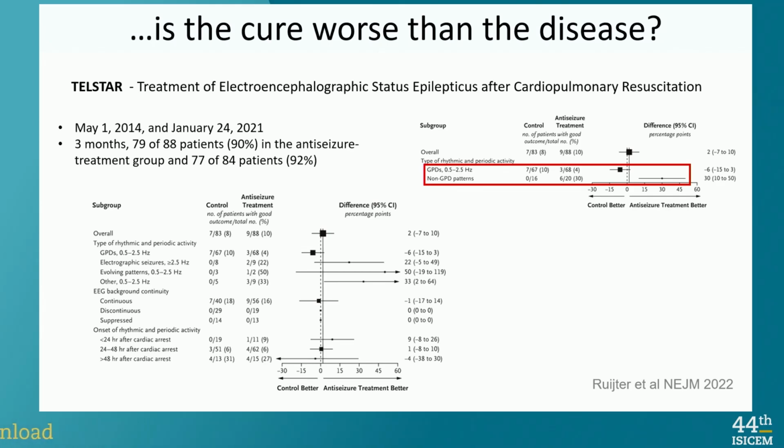But this was a post-hoc analysis. It was clearly not powered to show the difference, because you see the small number of patients in the non-GPD patterns, also illustrating that much of what we see after cardiac arrest is actually not clear-cut seizures, right? So you can see here this was 16 versus 20 patients, a very small cohort there, right? But it's sort of encouraging to see that there's a difference.